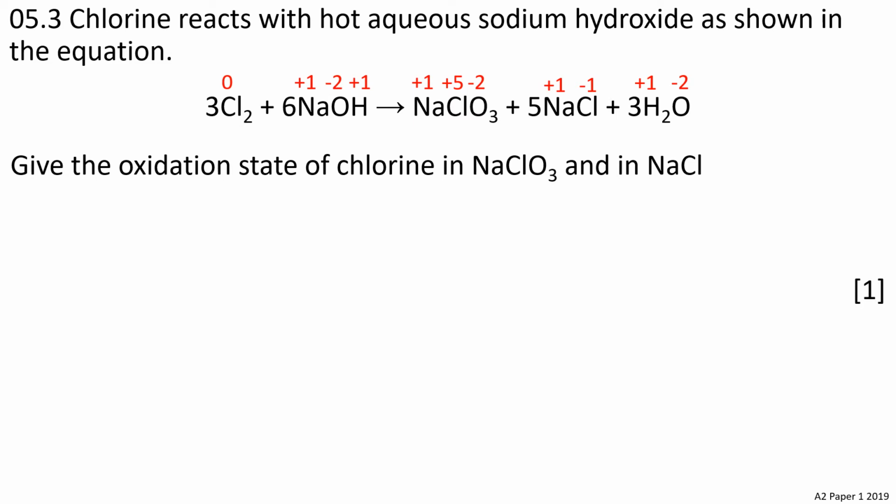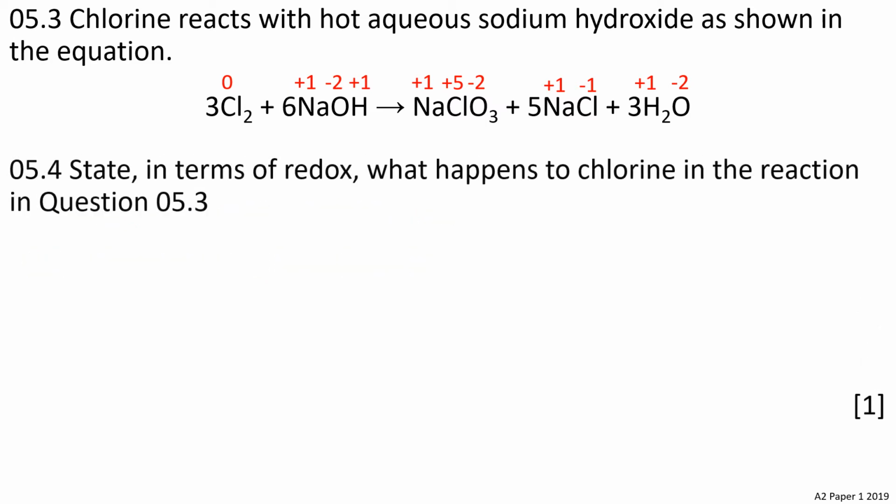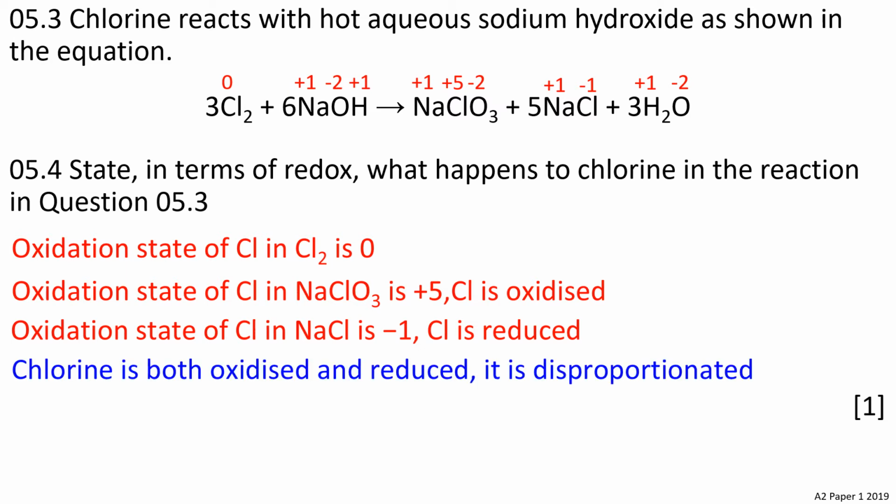So now just to address the question really, oxidation state of chlorine in NaClO3 is +5. Oxidation state of chlorine in NaCl is -1. So a 1-mark question here, and we could get straight to it, but if it were worth more marks it would require more explanation, so I've given extra explanation. Oxidation state of chlorine in Cl2 is 0. Then we have the information from the previous question in terms of the oxidation state for chlorine in the other two compounds there. So chlorine is both oxidized and reduced. It is disproportionated. So a disproportionation reaction is one in which the same element is both oxidized and reduced, as chlorine is in this case.